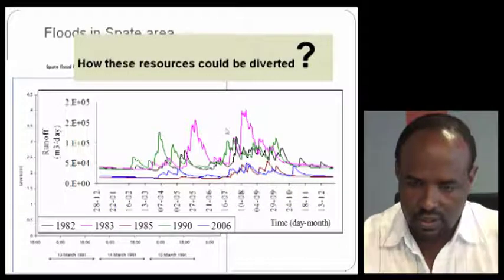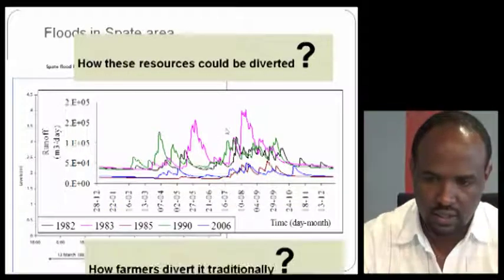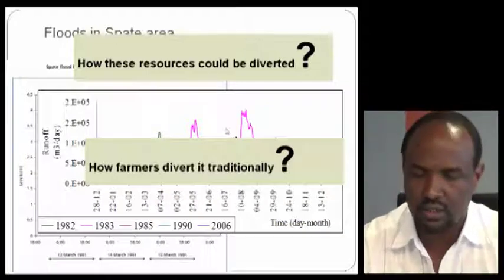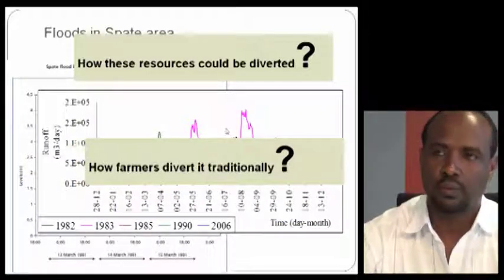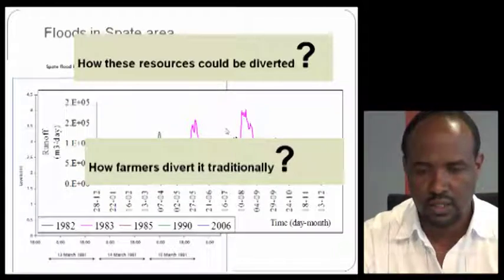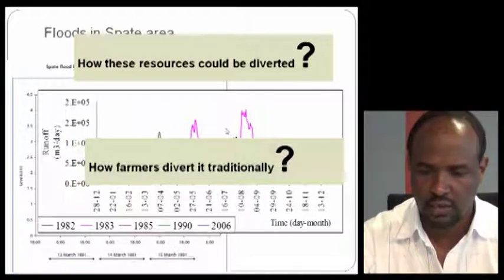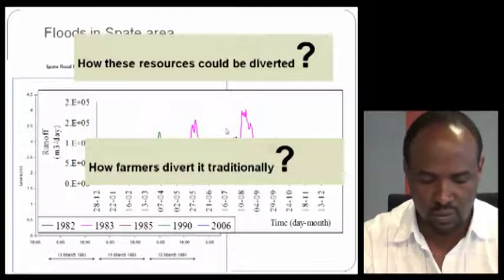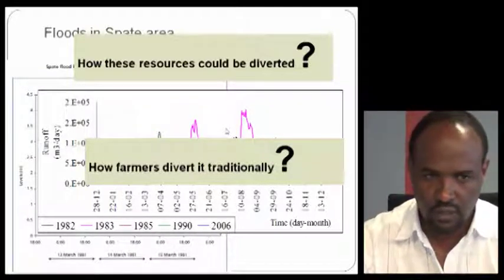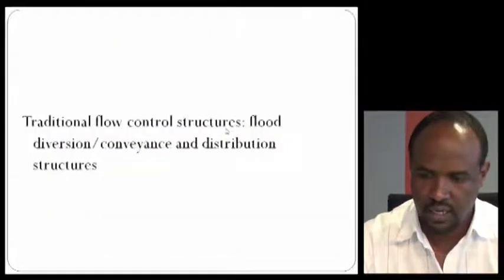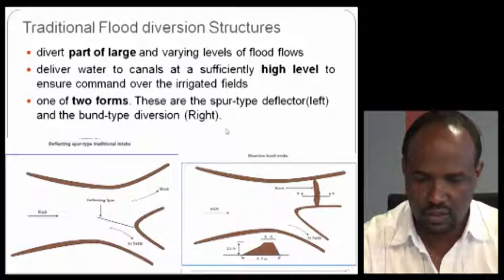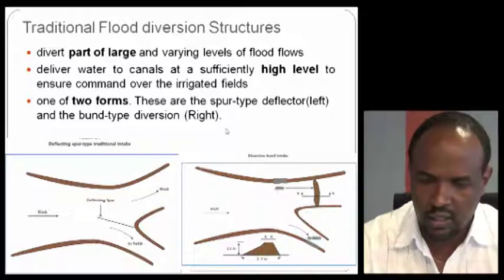Then how this resource could be diverted, and how farmers have been diverting it traditionally, are issues to be considered while diverting the floods, because whatever lessons are learned from the past could be used for any future implementation or modernization. This only highlights how it was traditionally diverted.